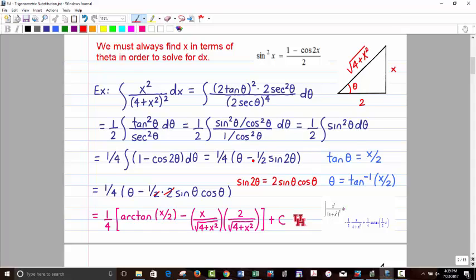And now we've got to figure out a way to deal with this business right here, because the idea now is we've integrated it in terms of theta, we've got to get it back in terms of x. Because the final answer needs to finish in terms of x.